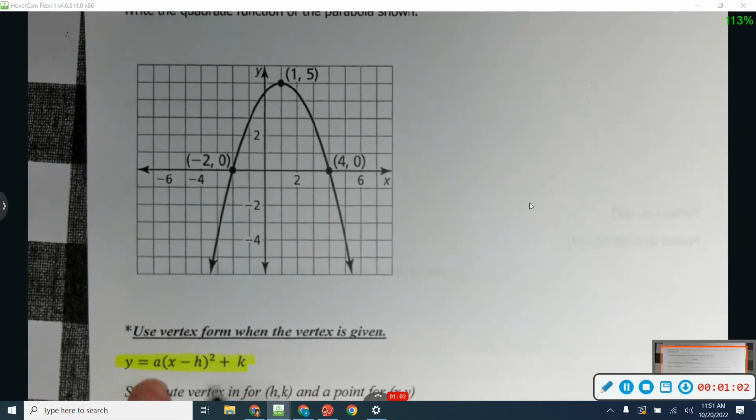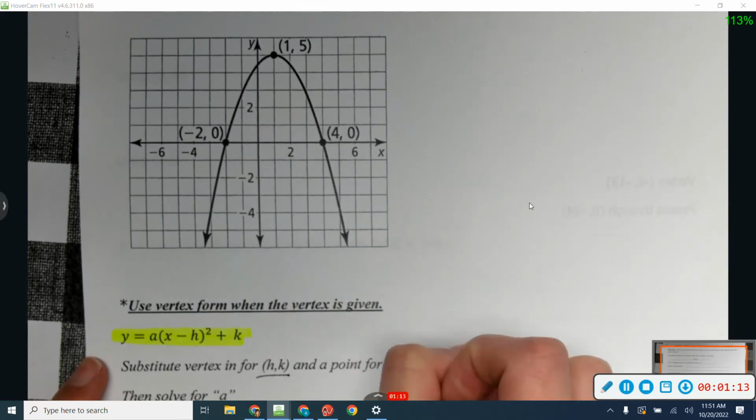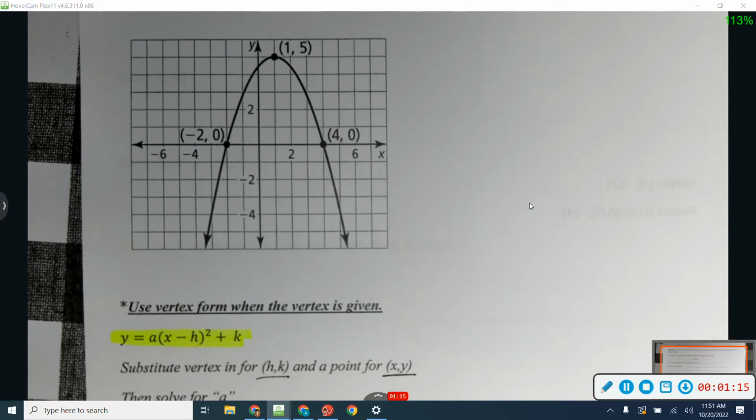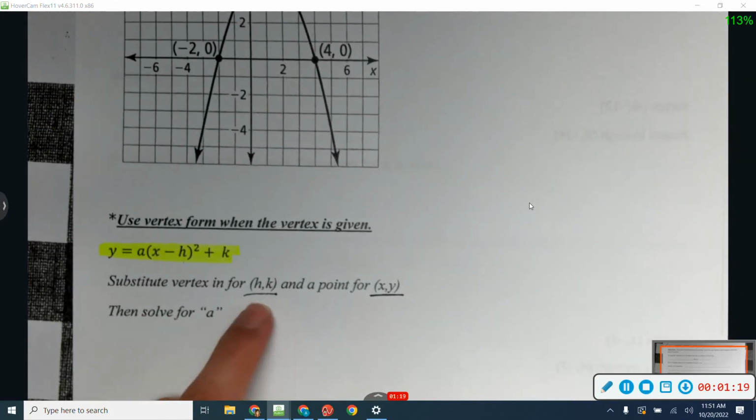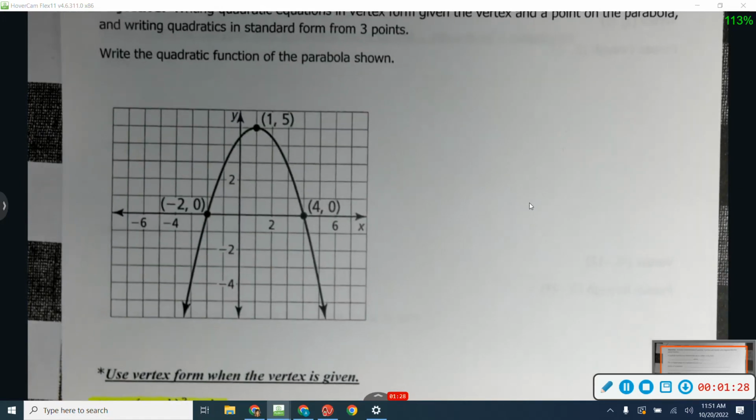But this vertex form, y equals a times (x minus h) squared plus k, remember that your vertex is your (h, k), and the point that it passes through is (x, y). I understand that every ordered pair is technically (x, y), but every time we do a vertex, we say it's (h, k) because of what vertex form has.